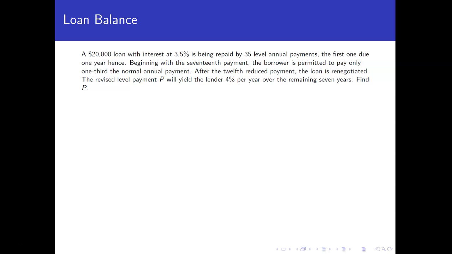In this example, we've got a $20,000 loan. It's going to be repaid in 35 payments. However, after 16 payments have been made, the borrower can only pay a third of the payment each time rather than the entire payment. They're going to do that for 12 more payments. After that time, they're going to renegotiate the loan at a higher interest rate and pay it off in 7 additional payments using level payments again. Our goal is to figure out what the new level payment will be.